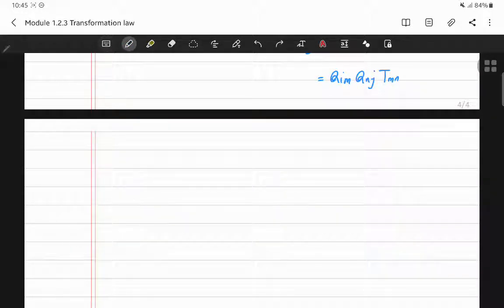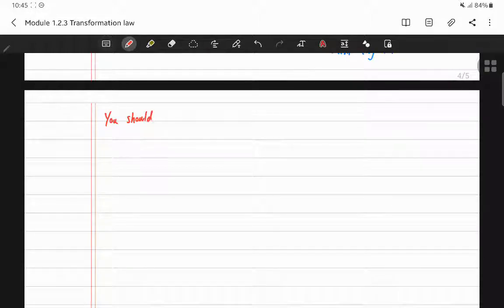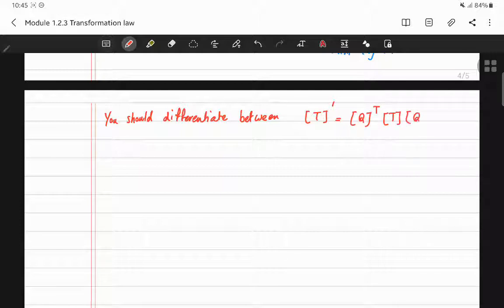All right, there's also another important topic here at the end of this section in the book. So the book says that you have to make a difference between these two. So you should differentiate between T prime is equal to Q transpose T Q and T prime is equal to Q transpose TQ. And of course, these are two different kinds of notation. This one is the tensorial notation or the tensorial form. And this one is the matrix form.